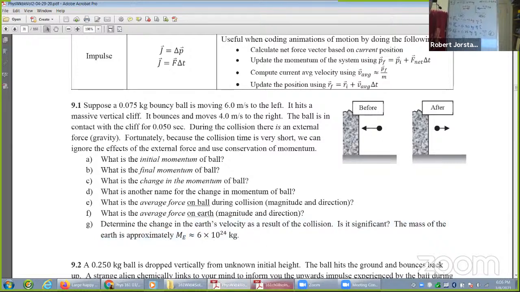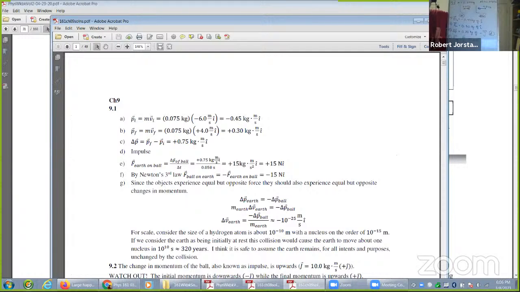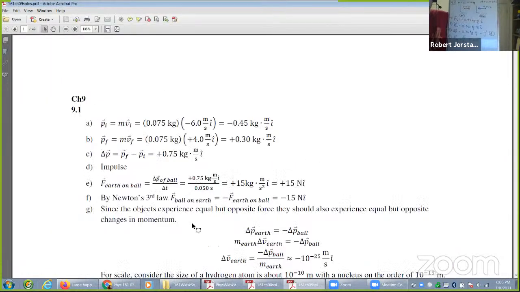To save you some time, let's open it up. Give me just a sec. Zoom windows. Okay.